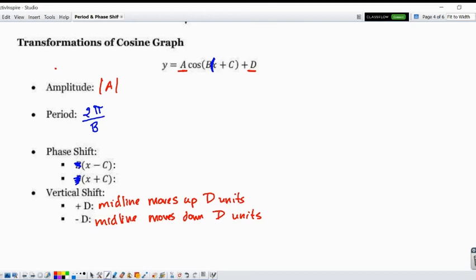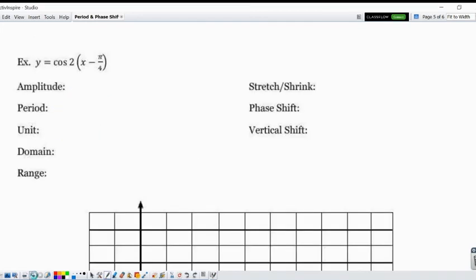That's with our x, that's a liar. So when we subtract c, we're going to move to the right by c units. So our x is a liar. And here we're going to move left by c units. So let's look at what we're graphing next.